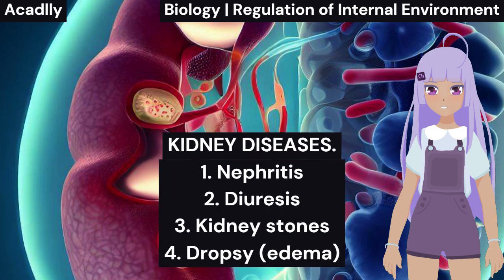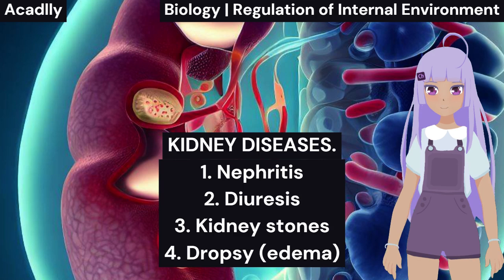Kidney diseases, effects, and remedies. Kidney diseases. 1. Nephritis. Inflammation of the blood vessels, glomeruli, in Bowman's capsule of the nephron caused by bacteria, Streptococcus. This inflammation leads to increased permeability of the blood vessels, resulting in the leakage of useful materials from the blood into the glomerular filtrate. Inflamed blood vessels can also become blocked, leading to kidney failure.